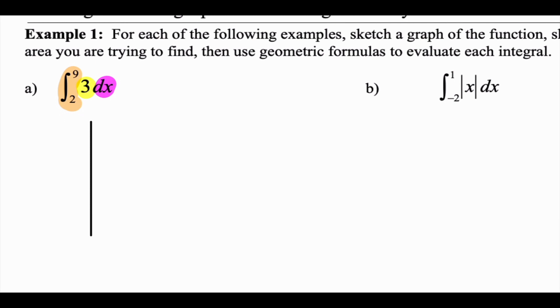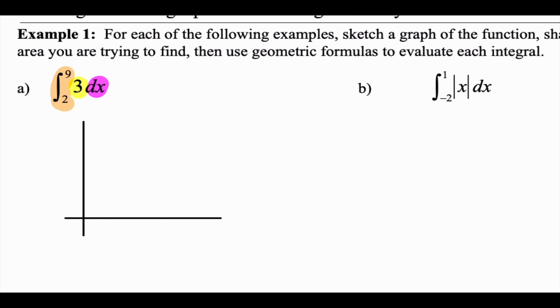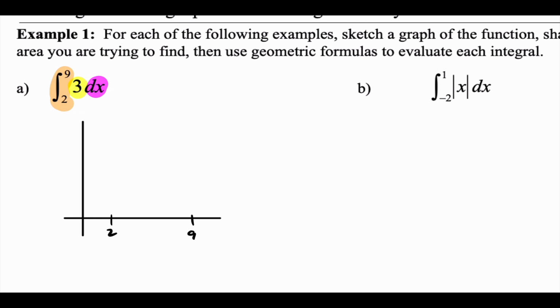The function is 3. It goes from 2 to 9. That's where our lower bound and our upper bound are. How do I draw the function? What is the function 3 going to look like? Constant, right? So what does that look like? It's definitely going to be constant.